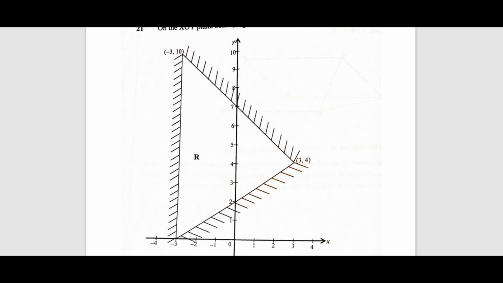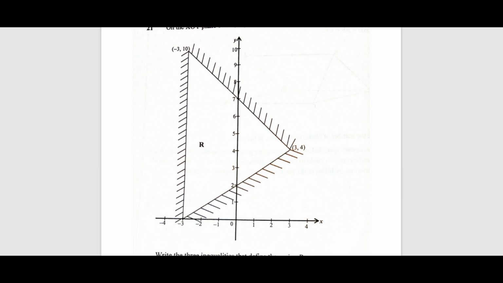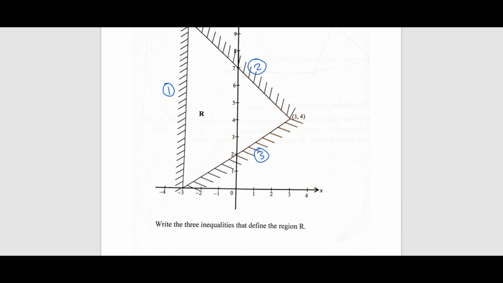So we can now look at this question. We have 3 inequalities. So we'll consider this one, inequality number 1, then inequality number 2, inequality number 3. What is our question here? The question is, write the 3 inequalities that define the region R. It is advisable you begin with the inequality that is touching on one axis.